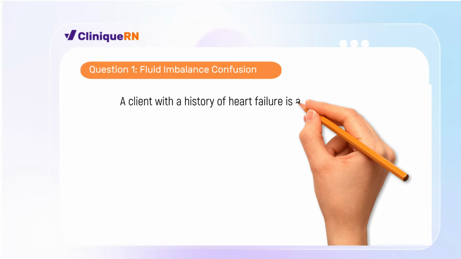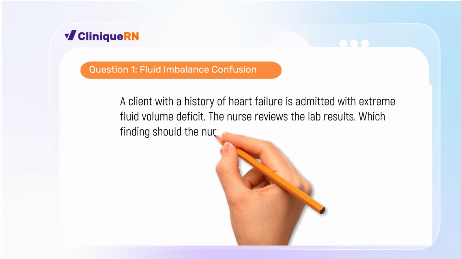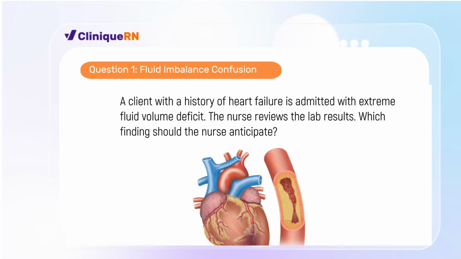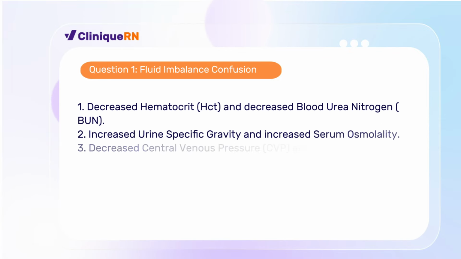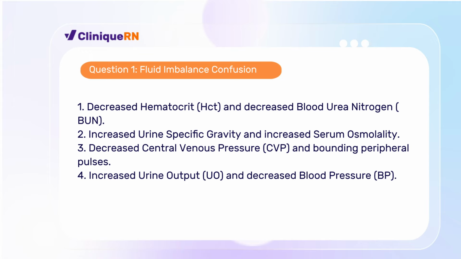A client with a history of heart failure is admitted with an extreme fluid volume deficit. The nurse reviews the lab results. Which finding should the nurse anticipate? 1. Decreased hematocrit, HCT, and decreased blood urea nitrogen, BUN. 2. Increased urine-specific gravity and increased serum osmolality. 3. Decreased central venous pressure, CVP, and bounding peripheral pulses. 4. Increased urine output, UO, and decreased blood pressure, BP.